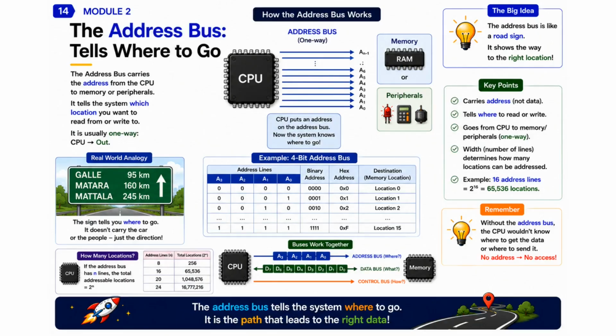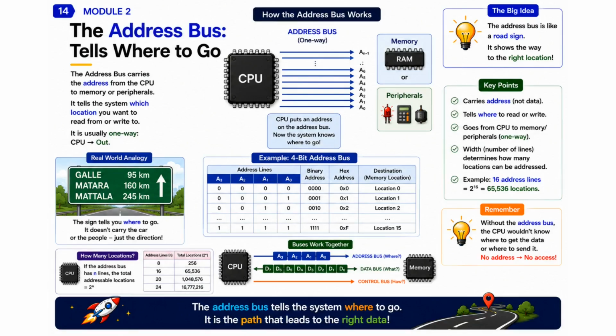A good real-world analogy is a road sign. A road sign tells you how to get to your goal or destination, but it does not carry your car or your passengers. It simply provides the direction. The address bus works in exactly the same way. The CPU places an address onto the address lines, and the rest of the system knows where the operation should happen. In most microcontrollers, the address bus is one way. Information flows from the CPU outward to memory and peripherals. The CPU is the decision maker, so it tells the system where to go.